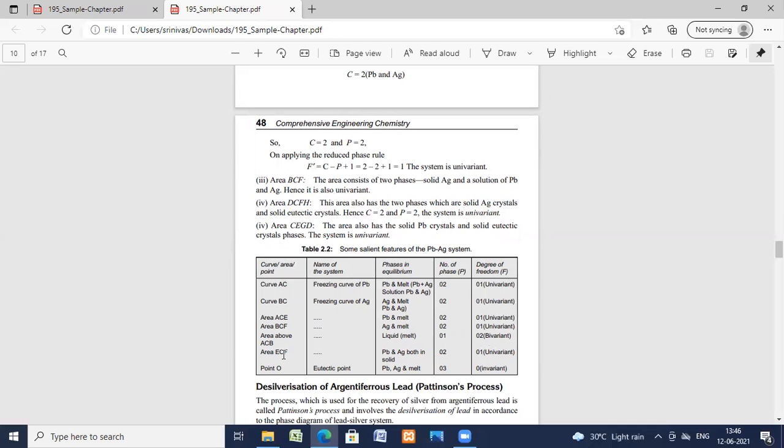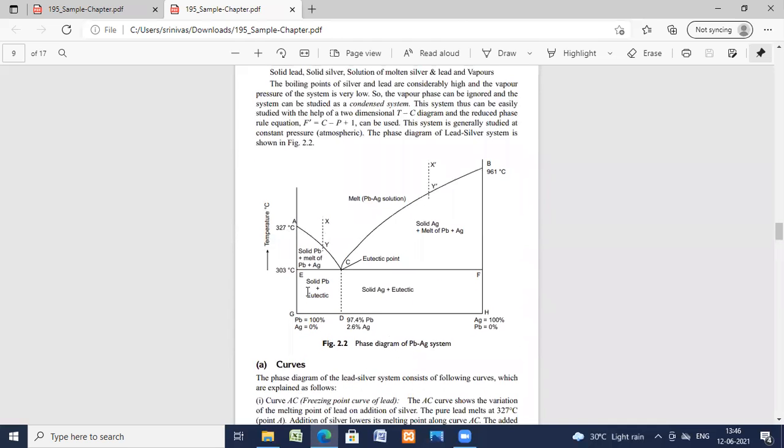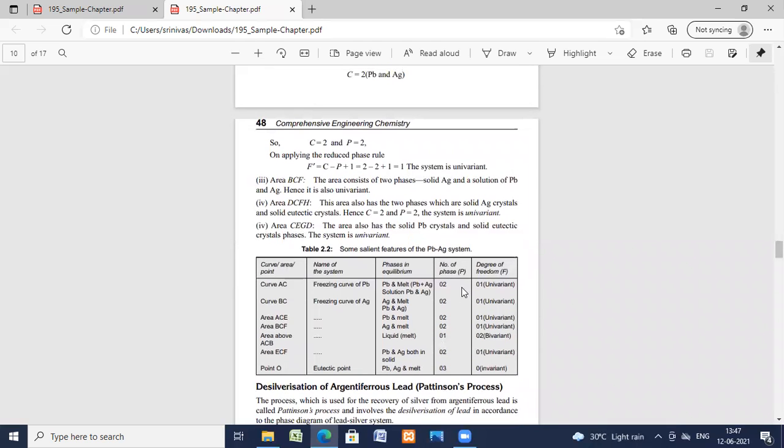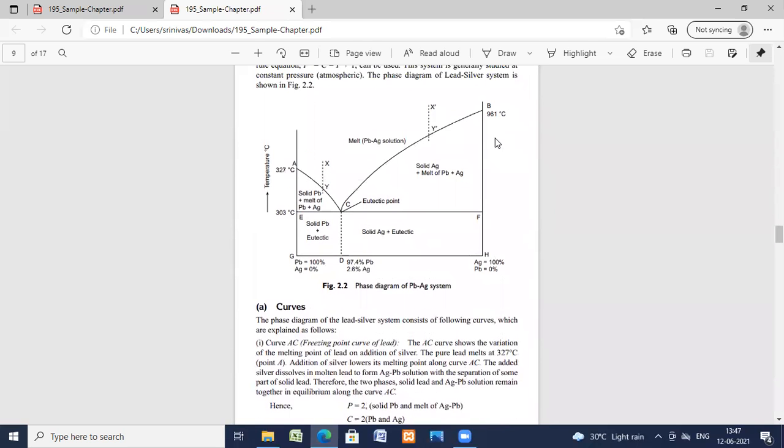Now, the area ECF we will see. Above this, the complete one, ECF. There you have lead and silver, both of them in solids. So the phases are 2: you have the melt plus solid. And the components are 2. 2 minus 2 plus 1, univariant system. That's it. I hope you have understood completely about the areas.